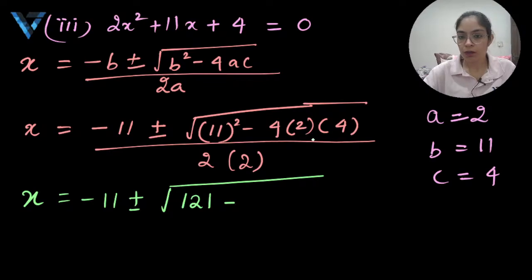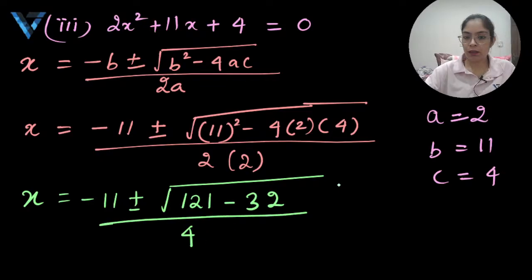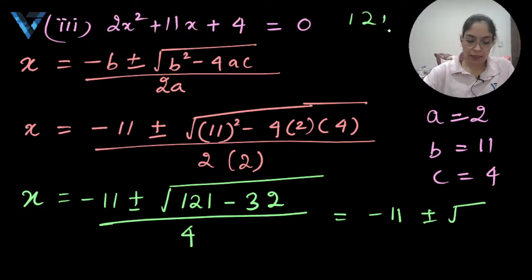2 into 4 is 8, 8 into 4 is 32, by 4. Yes, 121 minus 32, what will we get? 121 minus 32 is 89. So root 89 by 4. So minus 11 plus minus root 89 by 4.